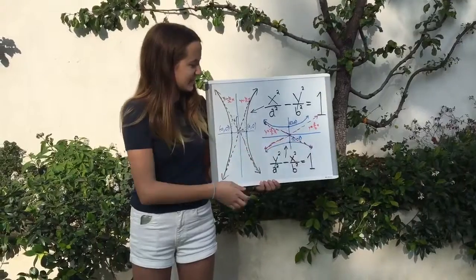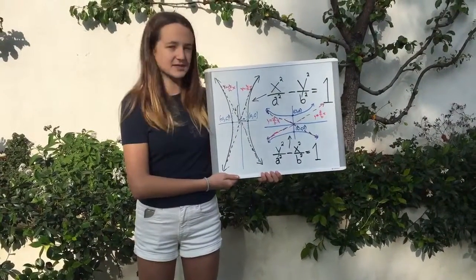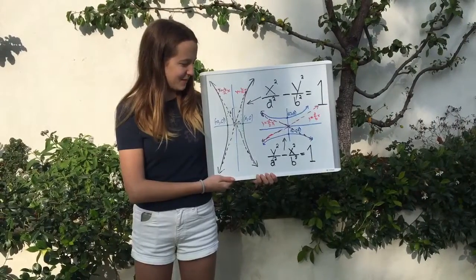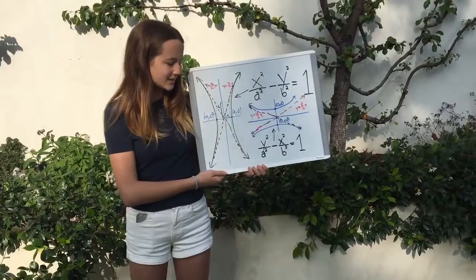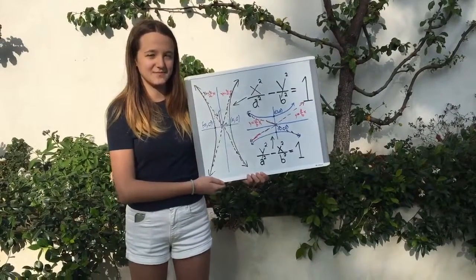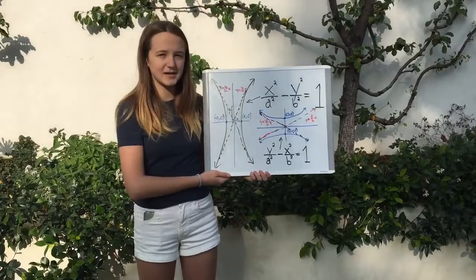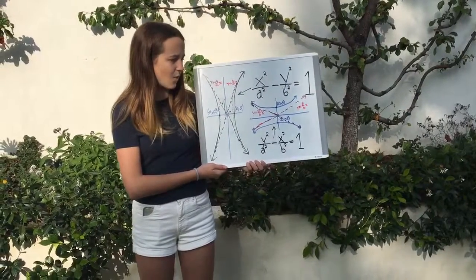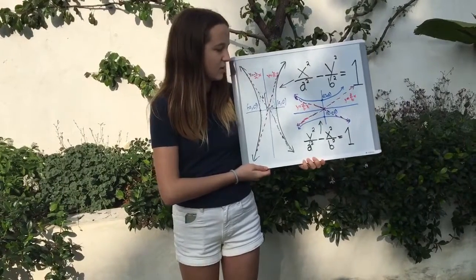This is a vertical transverse hyperbola. The equation is y squared over a squared minus x squared over b squared equals 1. Y squared is the range, x squared is the domain, a squared is the length of the major axis, and b squared is the length of the minor axis. The asymptotes are y equals negative a over b x and y equals a over b x. The two foci are (0, a) and (0, negative a).